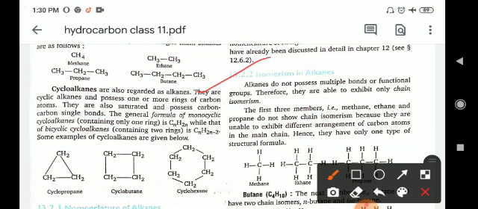Isomerism in alkanes. So what are isomers? The compounds which have the same molecular formula but different physical and chemical properties are known as isomers, and the process is known as isomerism. In alkanes, chain isomerism is basically found. Alkanes do not possess multiple bonds or functional groups, therefore they are able to exhibit only chain isomerism.